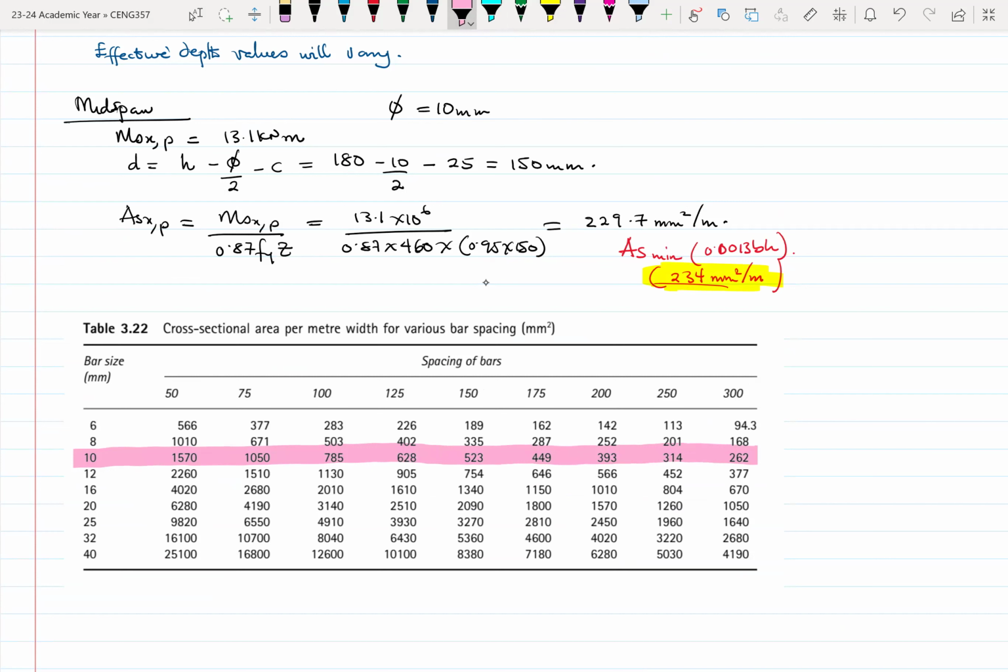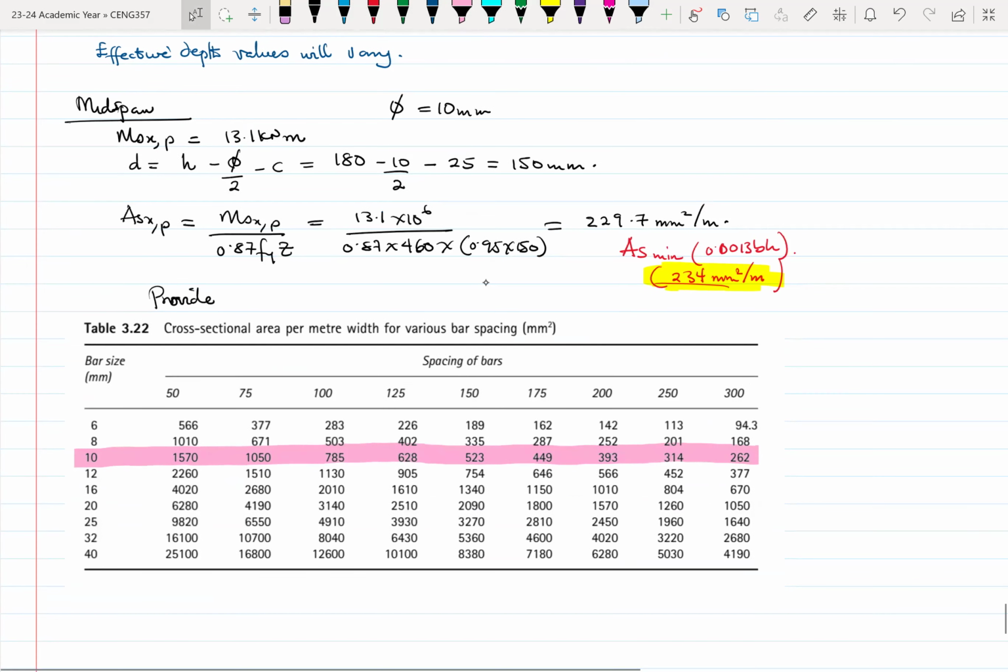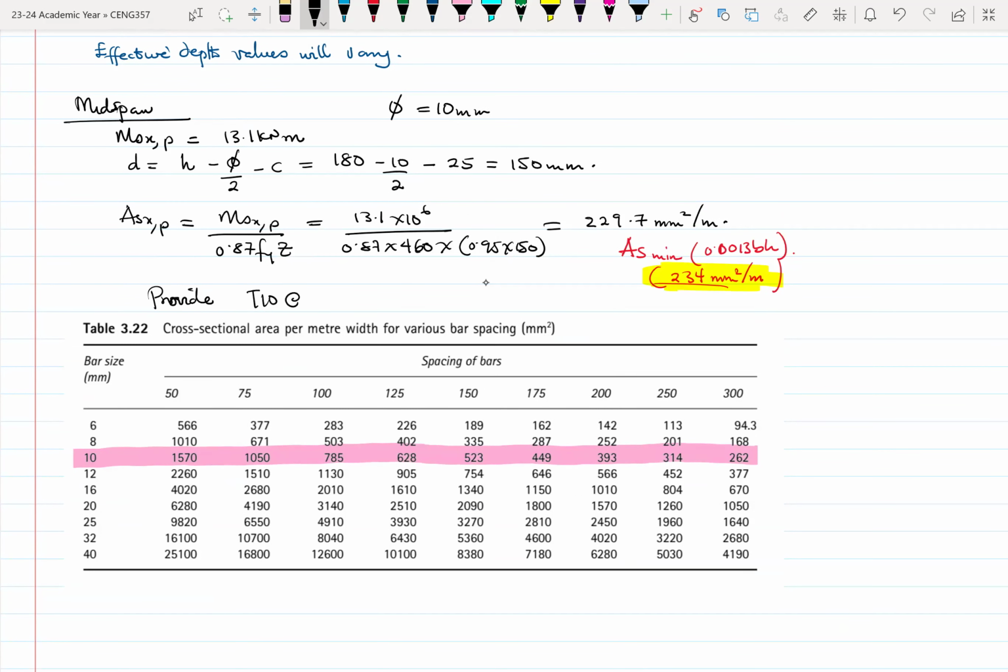All right, so I can say that, okay, provide T10 at 300 millimeter centers, whereby our AS provided will be 262 millimeter squared per meter. So that will be this guy right here. Okay, and then this will be our spacing. So that's how we design the MSP.